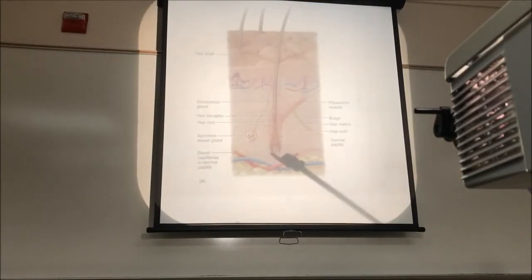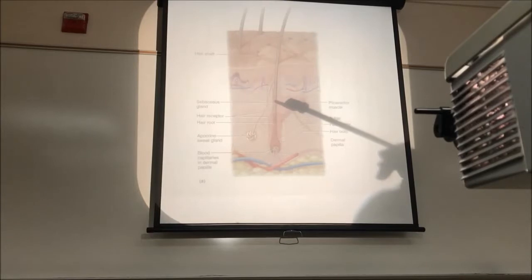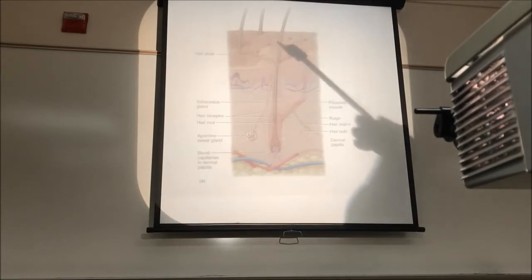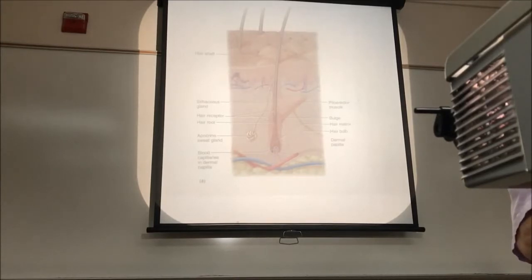So down here at the hair bulb is where the new cells are being added on, and then as this matures and dries out and dies, it gets pushed further and further up. By the time the hair shaft actually emerges above the epidermis, there is no living tissue there. All of this is dead. All of this is keratin, which is why it doesn't hurt when you cut it off. And it regrows because the cells down here are still alive and are still adding on new cells.